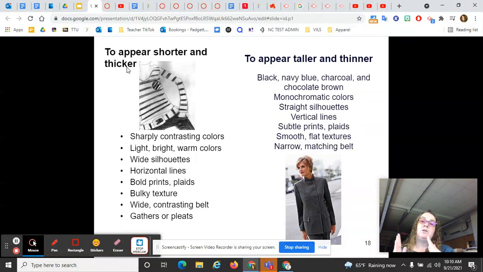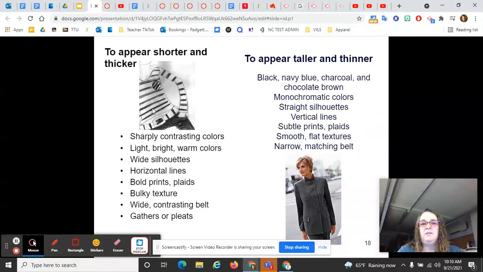If you want to appear taller and thinner, you want to stick with black, navy blue, charcoal. Charcoal is a deeper gray, or chocolate browns. Monochromatic colors. You want straight silhouettes, vertical lines. Your prints and your plaids should be subtle, not a lot of bold, bright colors and prints. You want smooth, flat textures. And if you're wearing a belt, you would want the belt to be narrow, and you would want it to match the outfit color. Okay.